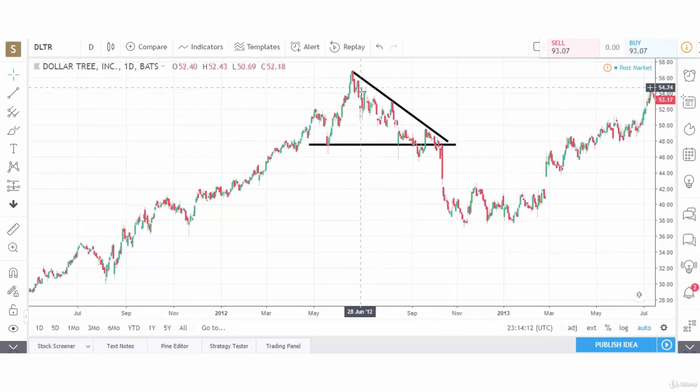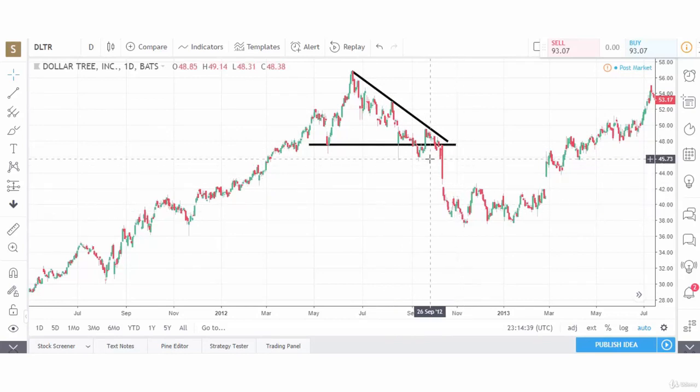So each time the stock moves up in this triangle, you get little up moves, but it gets lower and lower. So the buyers here are getting more worried. And finally, when the stock breaks through, you get a quick move to the downside. And that's the descending triangle pattern.